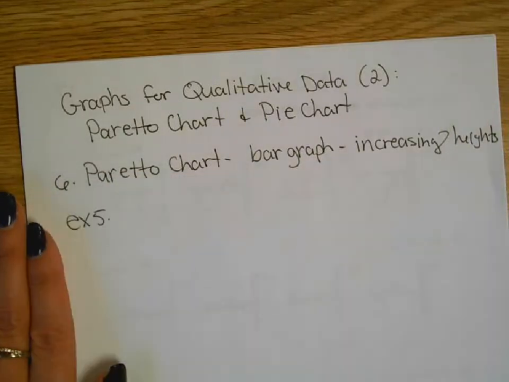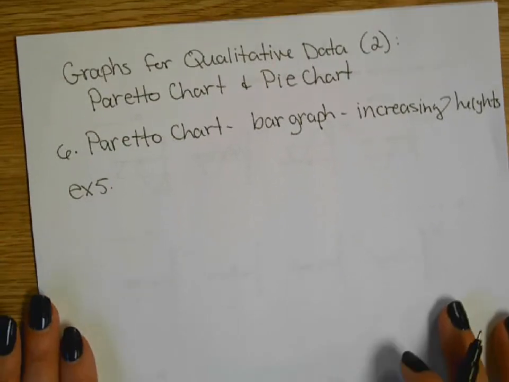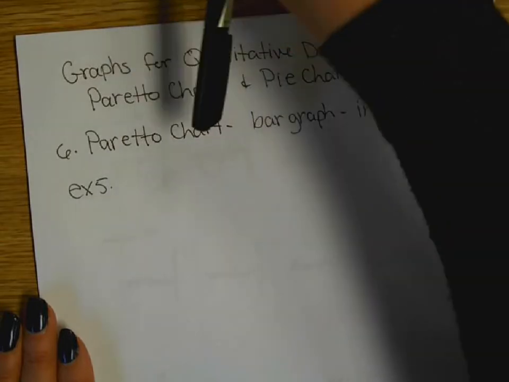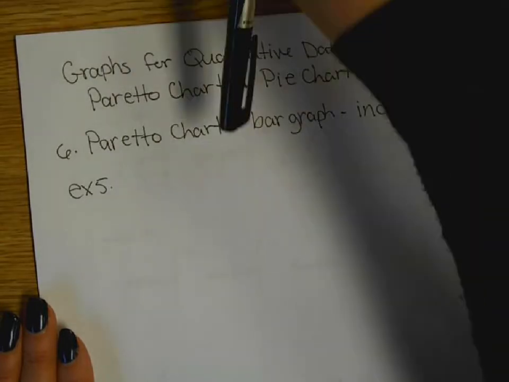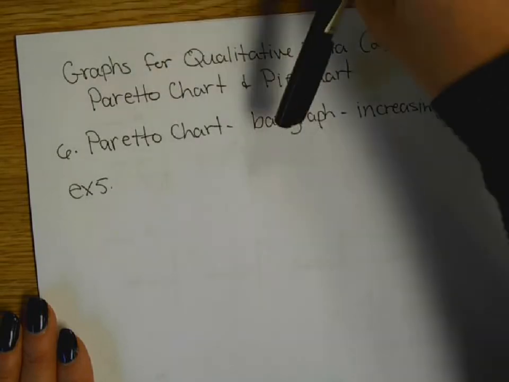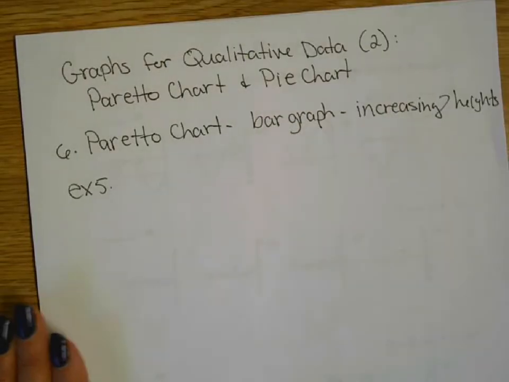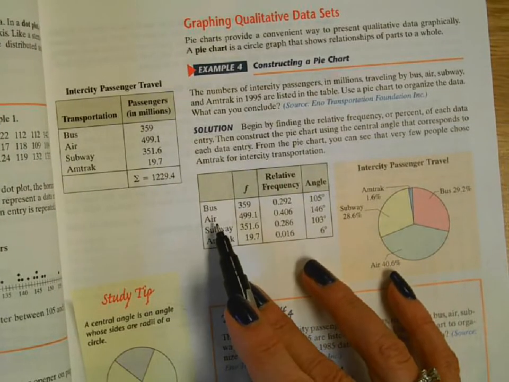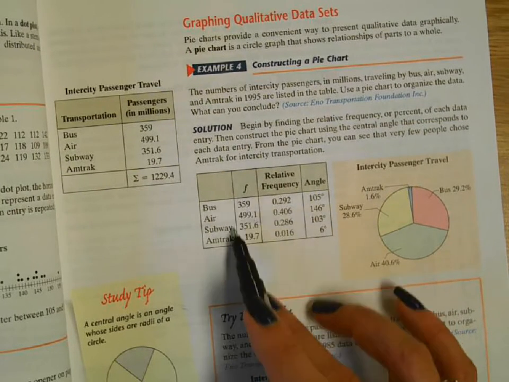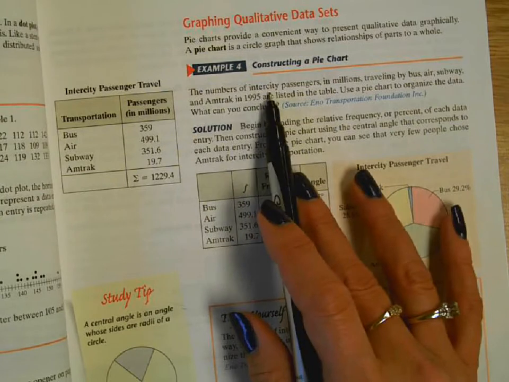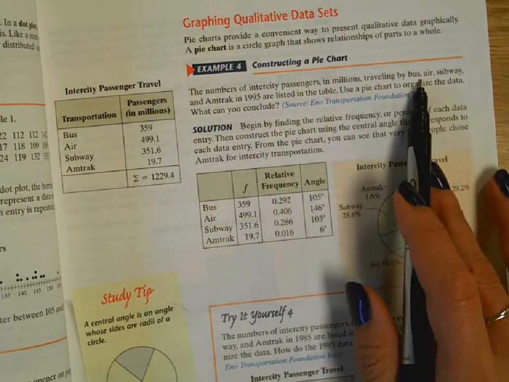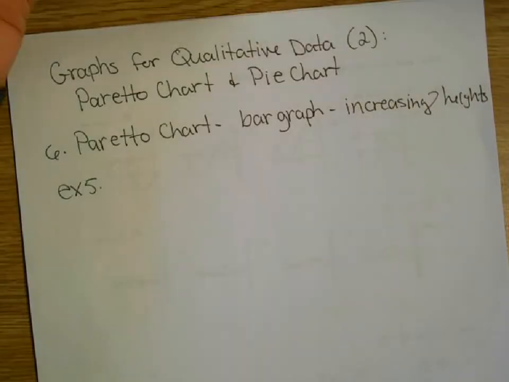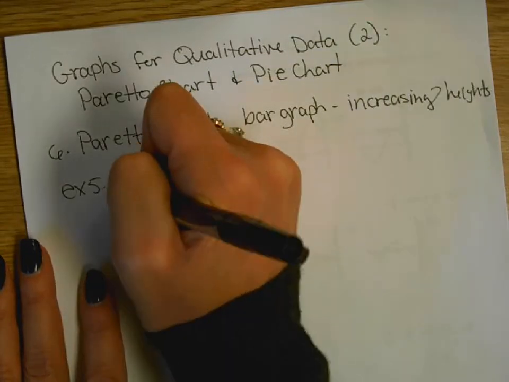So our example here is going to be, I'll give you a little table of information. This was the transportation mode. People that traveled by bus, by airplane, by subway, and by Amtrak, and this was the frequency. The number of inner-city passengers in millions traveling by bus, air, subway, and Amtrak in 1995. So, nice little history lesson for you. I'll write those numbers down so we have them.